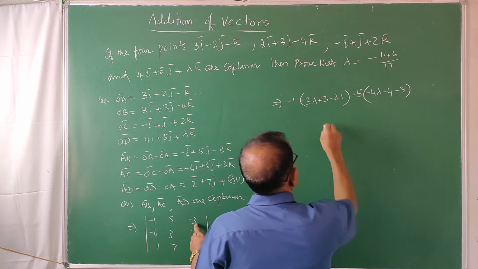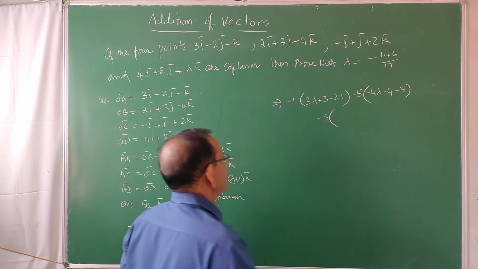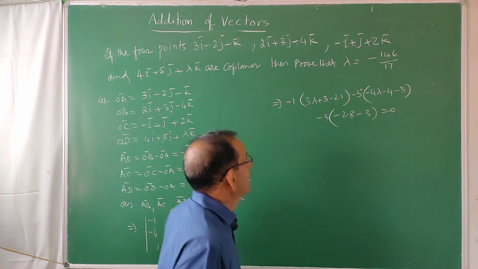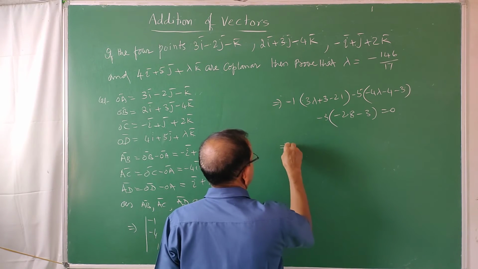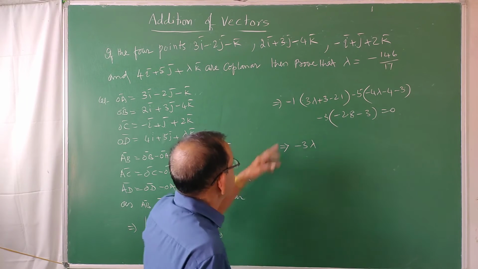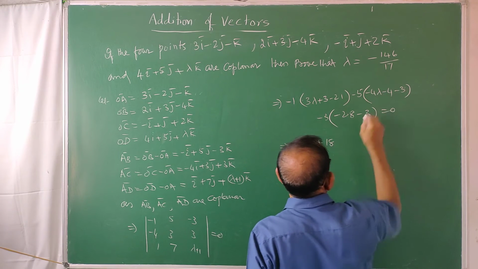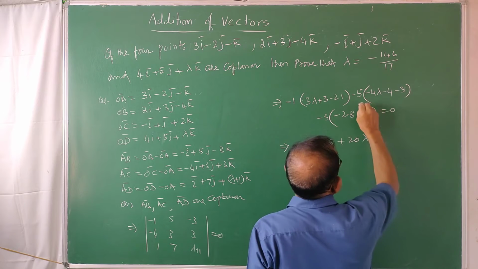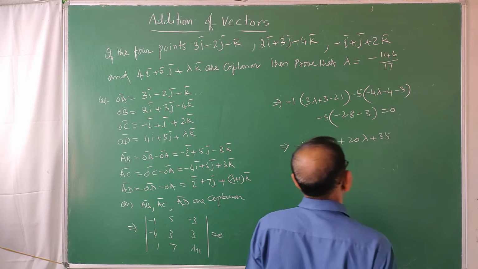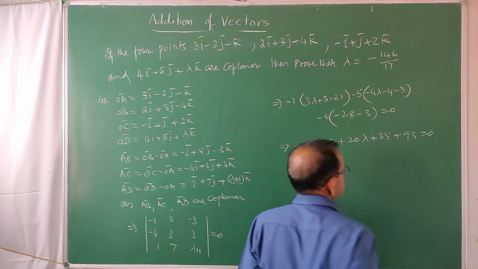Last, minus 3 into, delete this column and row, minus 28 minus 3 is equal to 0. Now let us simplify this one. That implies minus 3 lambda, 3 minus 21 is minus 18 into minus 1, that is plus 18. This is minus 5 into minus 4 lambda, 20 lambda, minus 7 into minus 5 plus 35, minus 28 minus 3 is minus 31 into minus 3 plus 93 equal to 0.